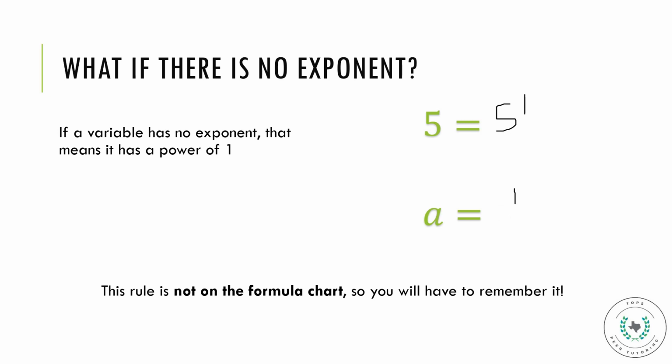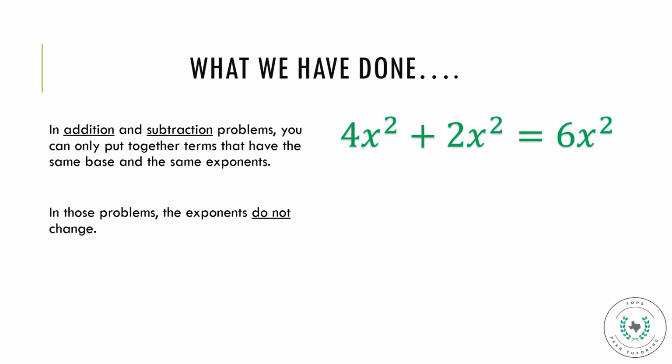This rule is not on the formula chart, so you have to make sure that you remember it yourself. Just remember, if there's no exponent, that's the same thing as 1. Because remember, the exponent is the number of times that you're multiplying something by itself. So if you have an exponent of 1, that's just saying that you write the thing down, whatever value you have, down once. You're not multiplying it by itself any number of times. You're just putting that value down. So that's why an exponent of 1 is the same thing as if you just didn't write any exponent at all.